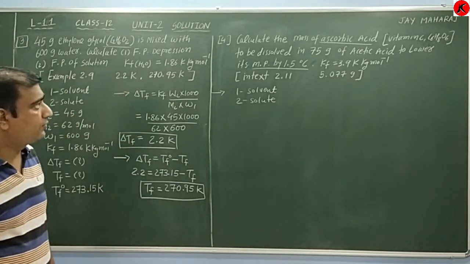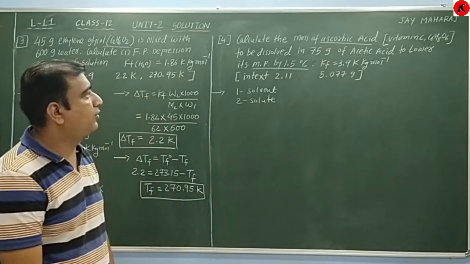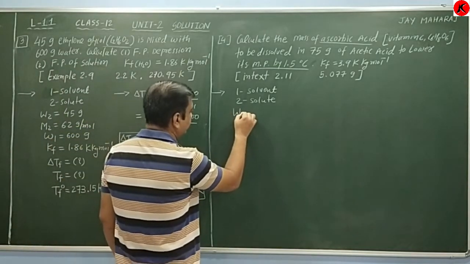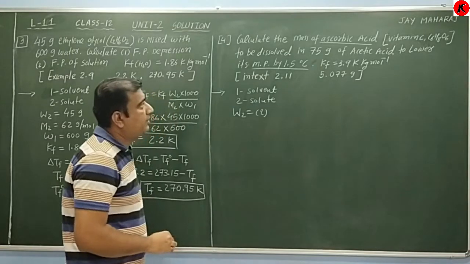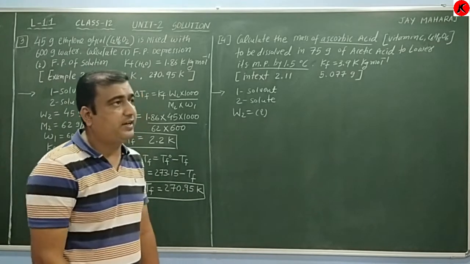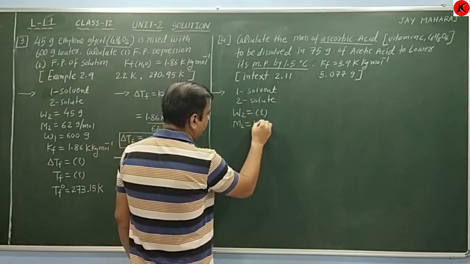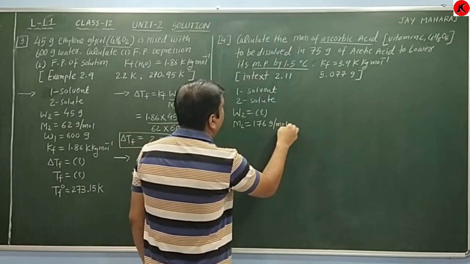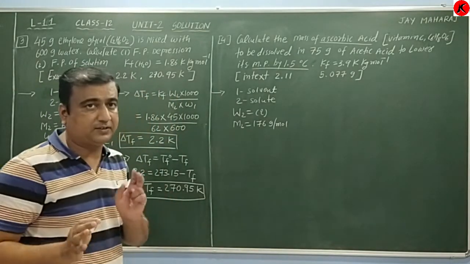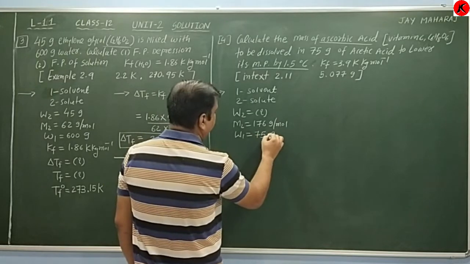Calculate the mass of ascorbic acid to be dissolved in 75 gram of acetic acid. That means ascorbic acid is solute. We have to calculate the mass, that means W2. Now ascorbic acid, that means vitamin C, having formula C6H8O6. That means we can calculate molar mass. The molar mass is 176 gram per mole. To be dissolved in 75 gram of acetic acid. Acetic acid is here solvent. Mass is given, that means W1 is 75 gram.